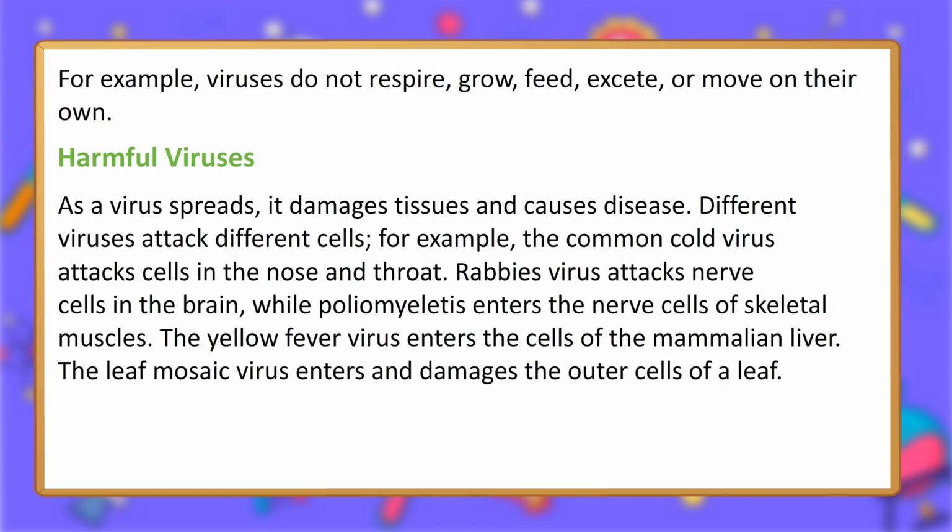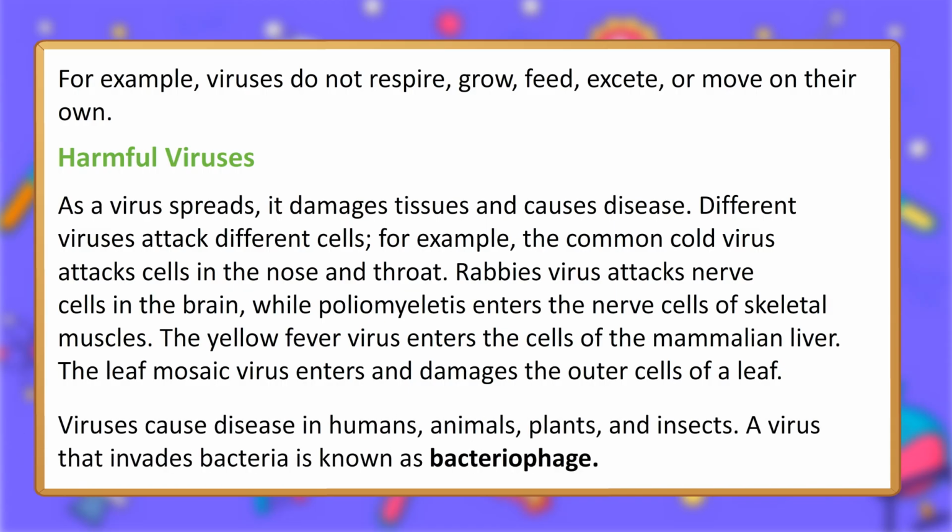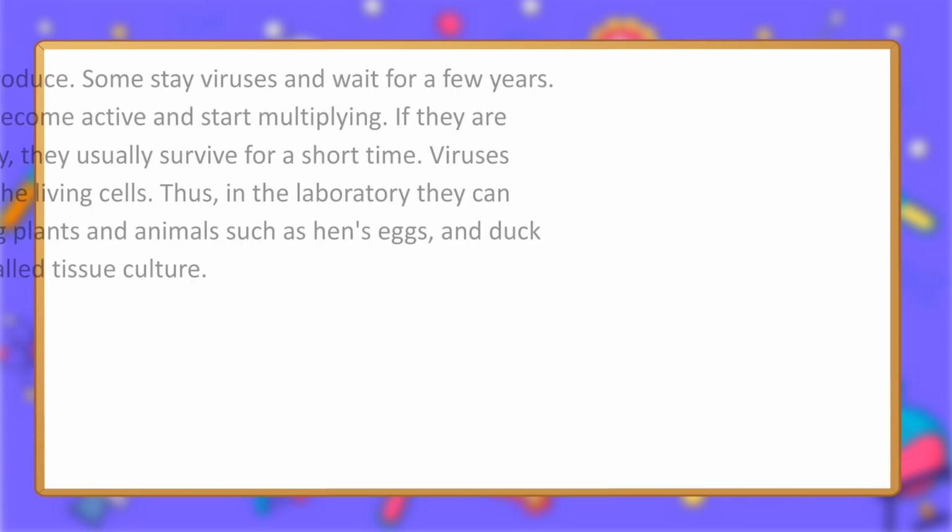Different viruses attack different cells. For example, the common cold virus attacks cells in the nose and throat. Rabies virus attacks nerve cells in the brain, while poliomyelitis enters the nerve cells of skeletal muscles. The yellow fever virus enters the cells of the mammalian liver. The leaf mosaic virus enters and damages the outer cells of a leaf. Viruses cause disease in humans, animals, plants, and insects. A virus that invades bacteria is known as bacteriophage.